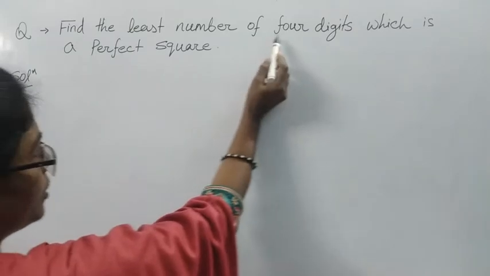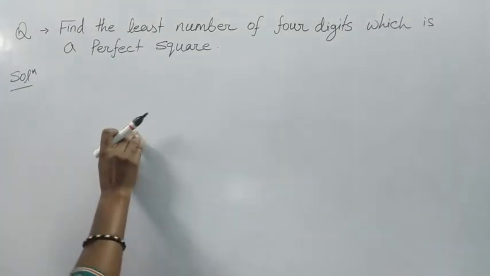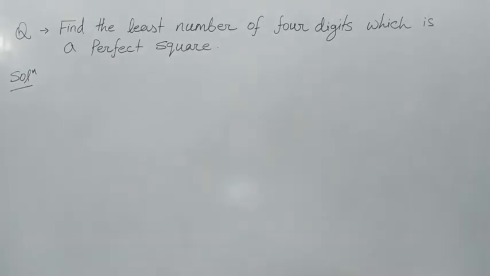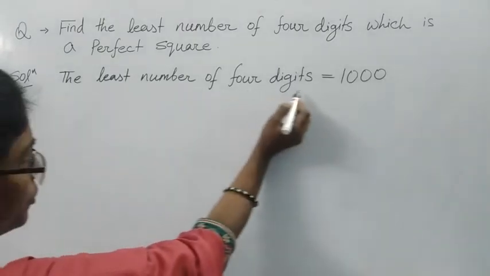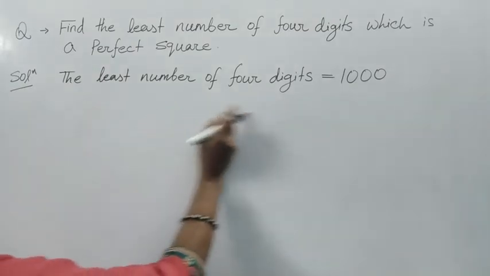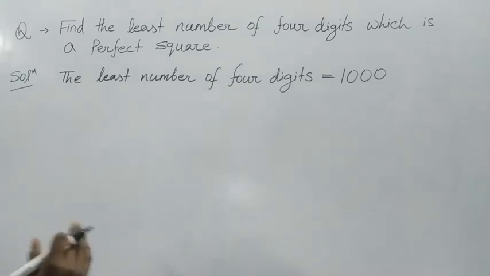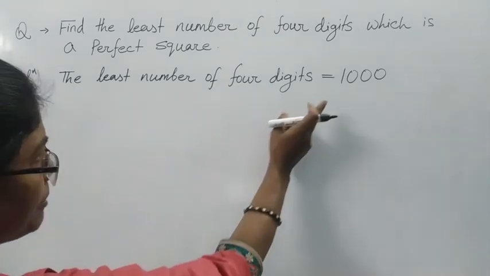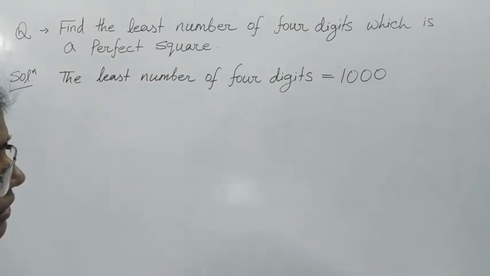Find the least number of 4 digits which is a perfect square. So everyone knows about the least number of 4 digits. That means the smallest number of 4 digits. First we write it. The least number of 4 digits is equal to 1000. You can find that this 1000 is not a perfect square. That means you have to add something here or subtract something here. Just think about it.